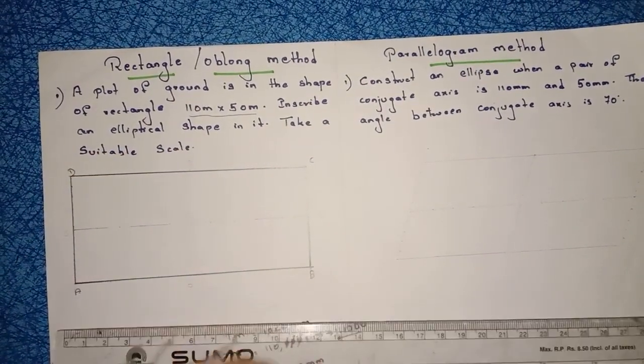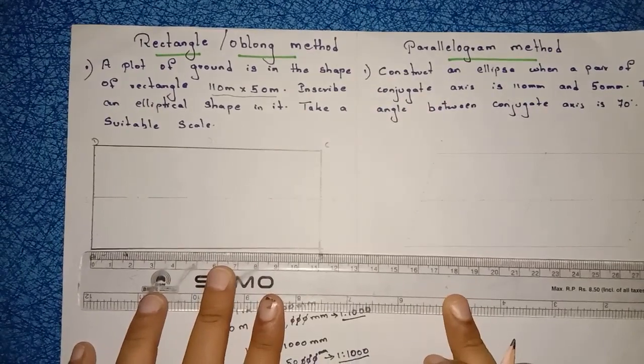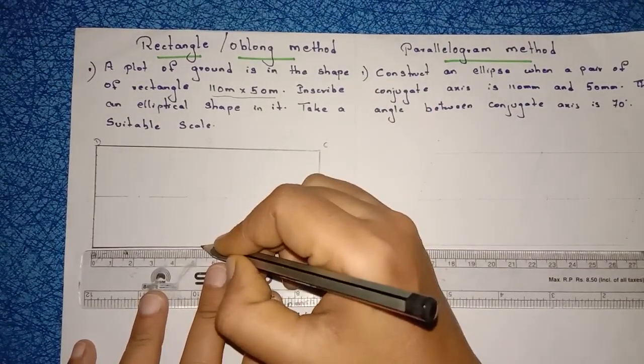Now what I am doing is marking the midpoint for AB. I am marking the midpoint for AB.